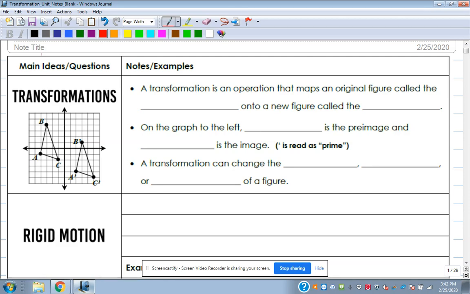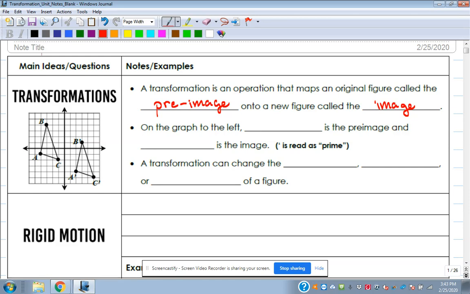But it's taking a pre-image. So the first blank is pre-image. And maps those points into what's called the image. Okay, so a pre-image is the original picture. The image is the final answer. Now, why they chose to do it that way and not do image and post-image, I don't know. They just chose to do it this way. It's been done this way for years and years of coordinate geometry.